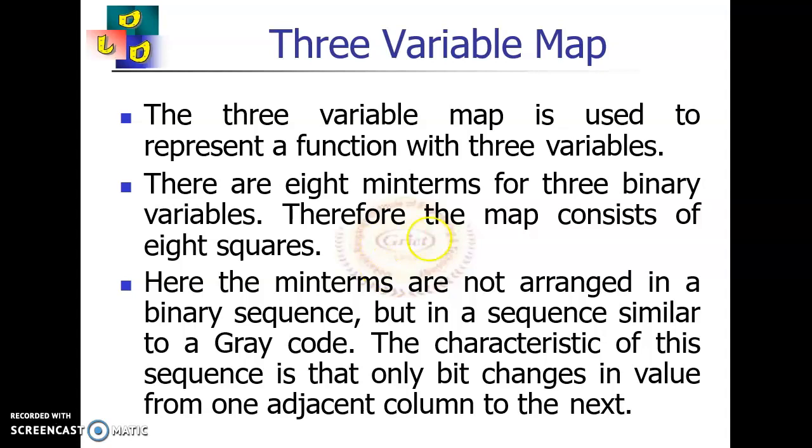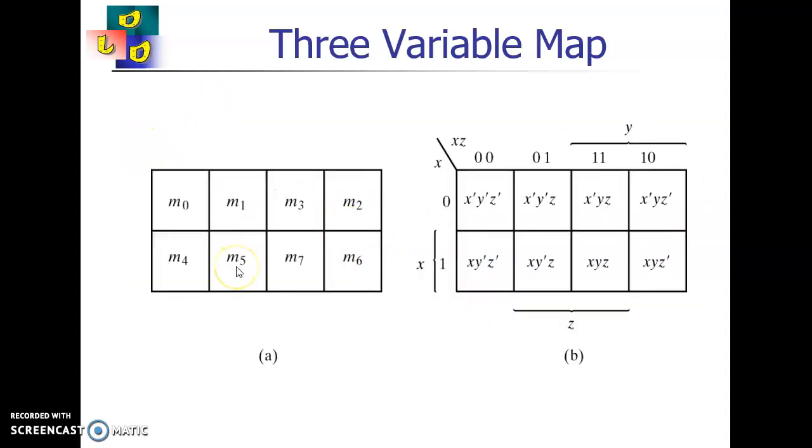The characteristic of this sequence is that only one bit changes from 1 to 0 or from 0 to 1 in the listing sequence. So the map we draw is marked with the numbers in each row and each column to show the relationship between the squares and the three variables. For example, see here the square assigned to M5. This is M5. The square assigned to M5 corresponds to row 1 and column 01.